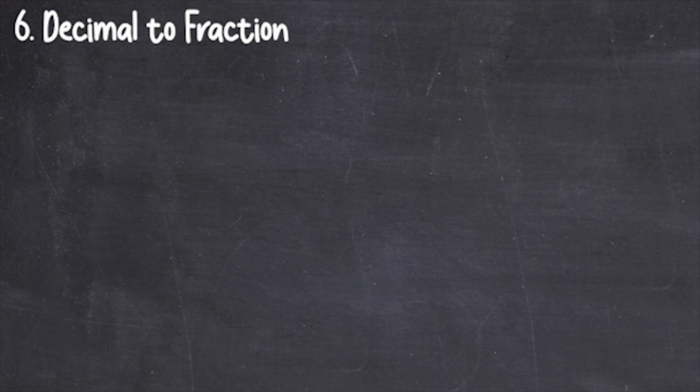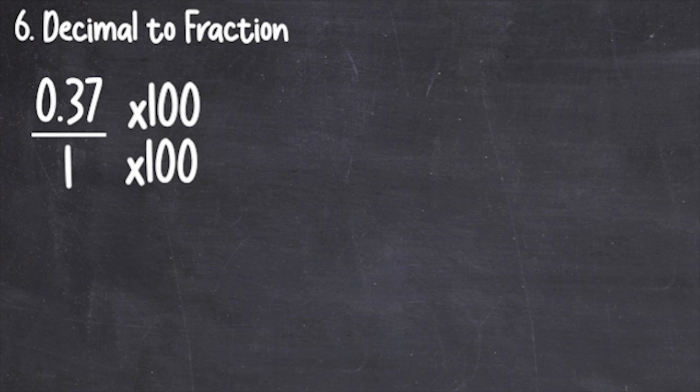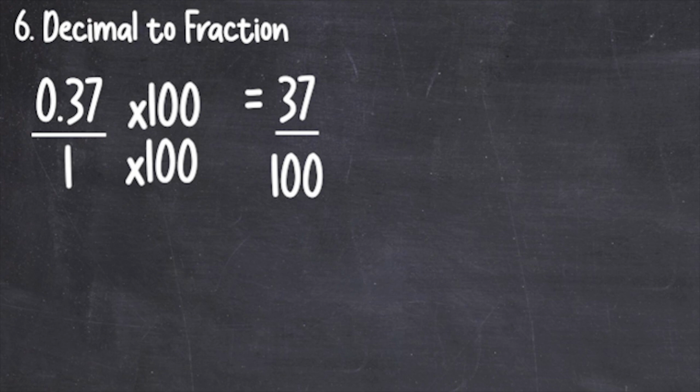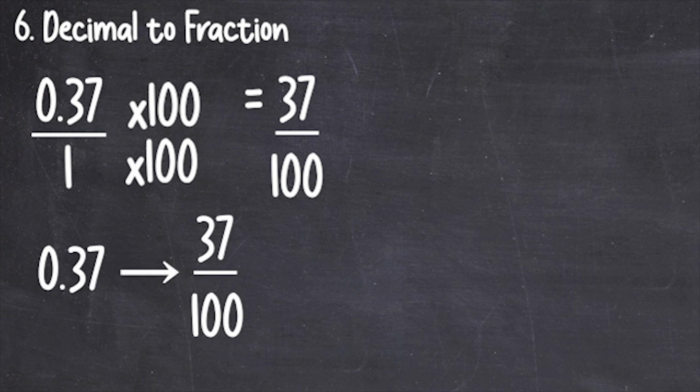To practice, let's look at the number 0.37. We start by writing the decimal number over 1, and the fraction we get at this step is 0.37 over 1. Next, multiply the fraction by 100, because 0.37 has 2 numbers after the decimal point. The resulting fraction is 37 over 100. This fraction cannot be simplified further because 37 and 100 do not have any common factors. So, 0.37 as a fraction is 37 over 100.